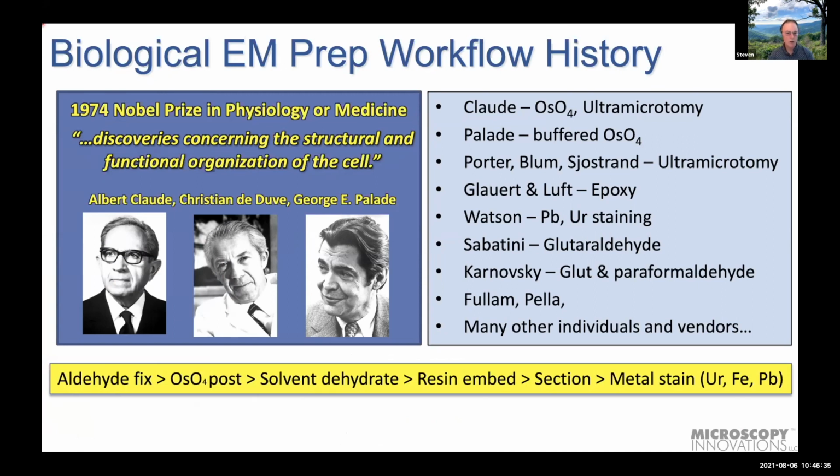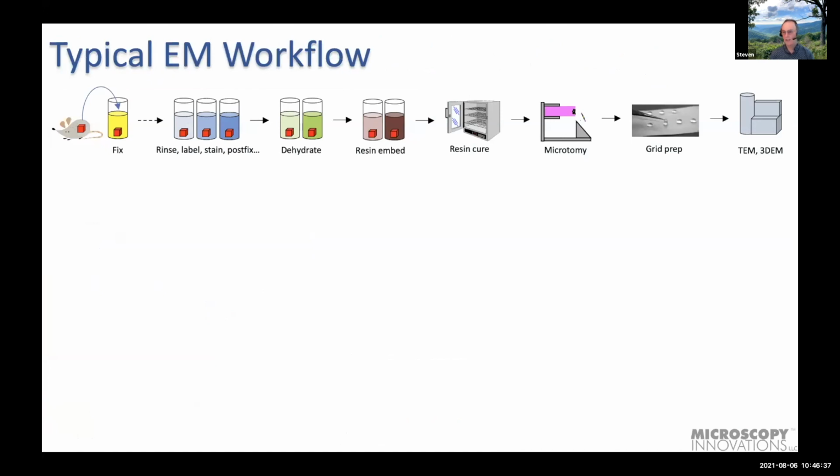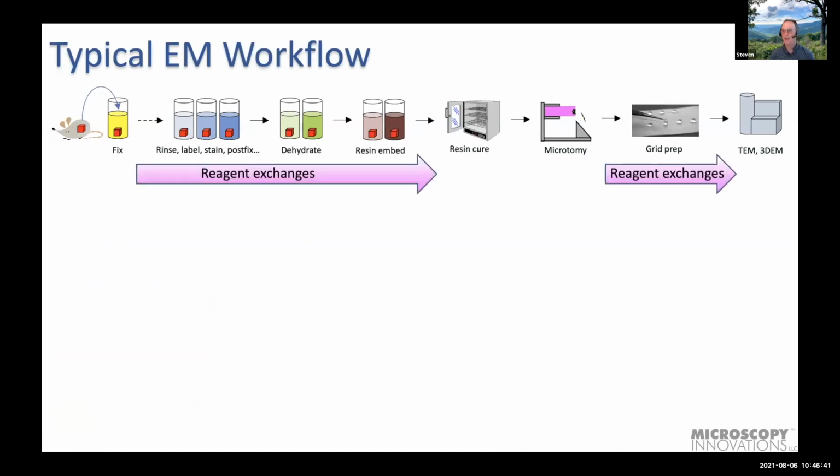We can take another look at this workflow here, and basically the workflow is a sequence of reagent exchanges. And this is where in sample preparation, we spend most of our active time in the laboratory as we're moving from an initial fix through rinsing, label, staining, post-fixing, et cetera, and then another series of reagent exchanges for grid prep, especially for processes like immunogold. This can take a lot of time and effort.